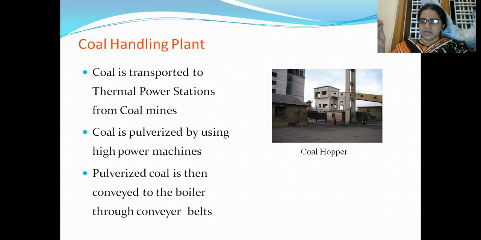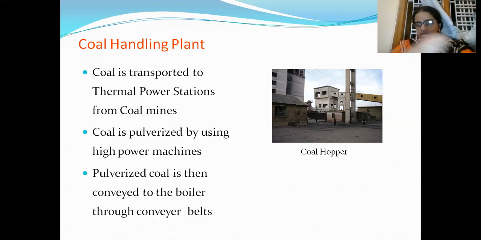The moisture content should be less, so the coal also should be dry. Even if any rain comes, from any type of water or rain water, this coal storage plant should be safe, so that whatever coal is there in the coal storage plant will be safe.